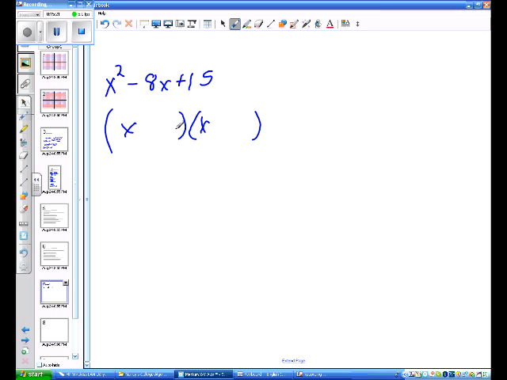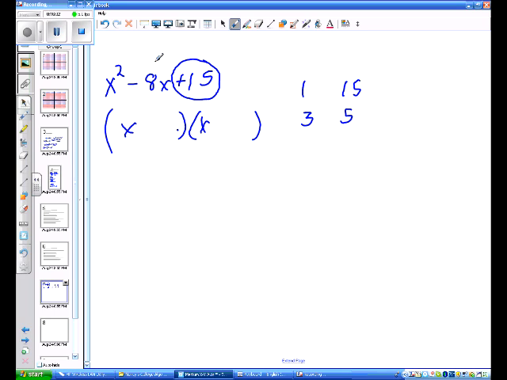Now, if you remember when we multiply our two binomials, these last two numbers multiply to be this number. So we're wanting two numbers that multiply to be positive 15. Well, our choices are 1 and 15 or 3 and 5. And we need to know, which ones do we pick? So we look at our sign. It's a positive. That means those two signs were the same. They're either both pluses or they're both minuses.